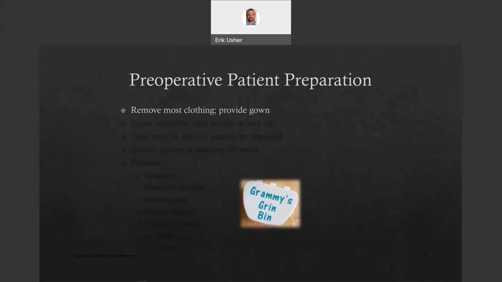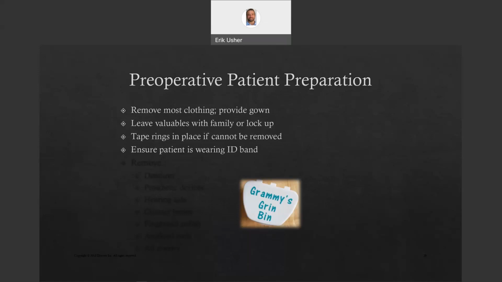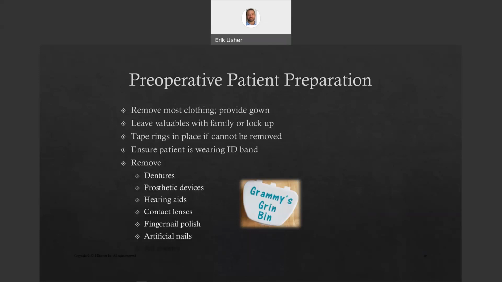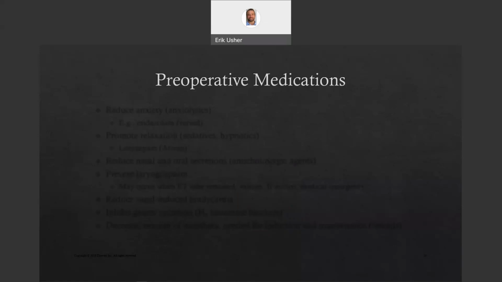Preoperative patient preparation, again: remove most of their clothing, provide a gown, leave valuables with the family or lock them up. Generally, it's nice just to have them not even bring them in. Tape rings in place if they can't be removed. Ensure that they have an ID band. We want to take out dentures and prosthetic devices, hearing aids, contact lenses, nail polish that interferes with pulse oximetry, artificial nails, same thing, and any jewelry. We just don't want to lose anything or break anything. Hearing aids are very expensive, and same with dentures, and we want to make sure they stay with that patient.